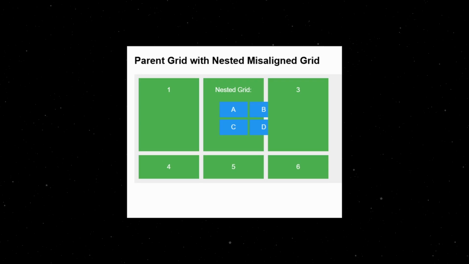Let's imagine this. You have a parent grid with 3 equal columns. Inside one of those columns, you want another grid, maybe to arrange text and buttons. Normally, when you create a nested grid, it doesn't respect the parent's columns. It creates its own columns, and that breaks the alignment. So your text and buttons don't line up with the other columns in the parent grid. It looks messy and inconsistent.